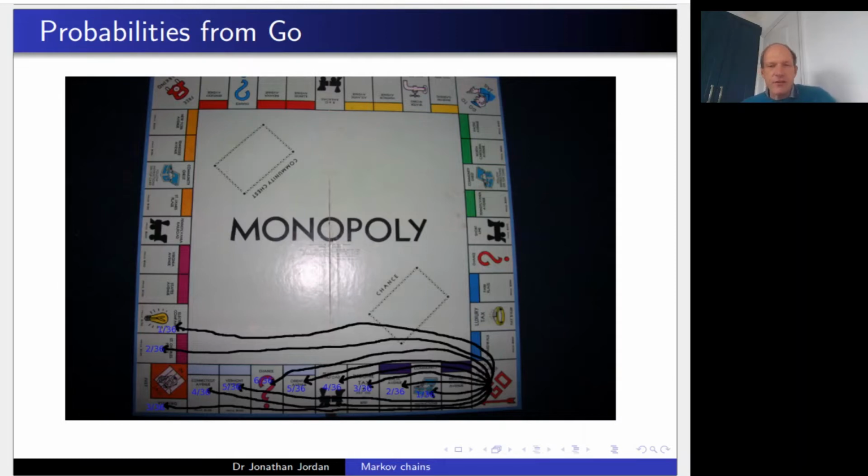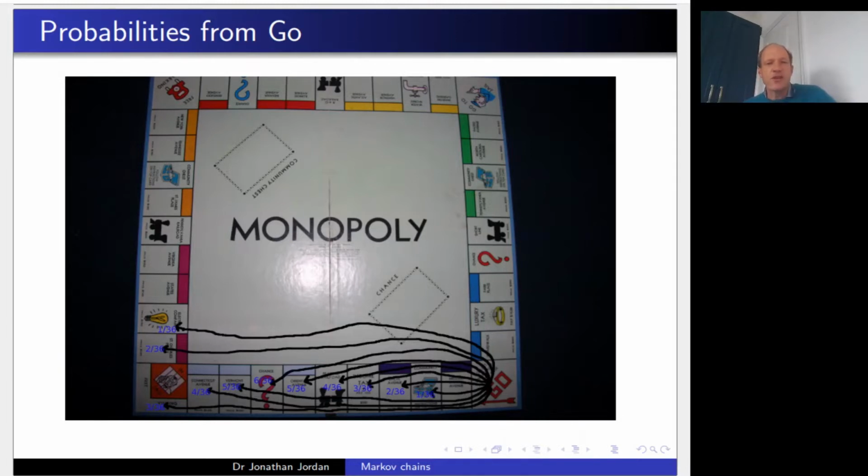And you can see here that I've drawn on the board some arrows which represent the different possible squares that the token can move to from go. So in particular, with probability 1 over 36, we move to the electric company. The most likely square for us to move to is the one which we would get if we roll 7, because that is the most likely sum of numbers rolled when we roll 2 dice.